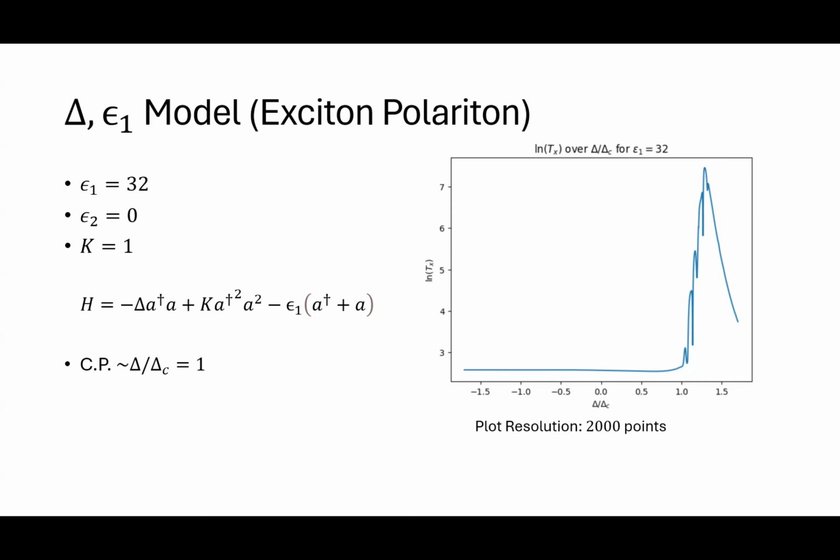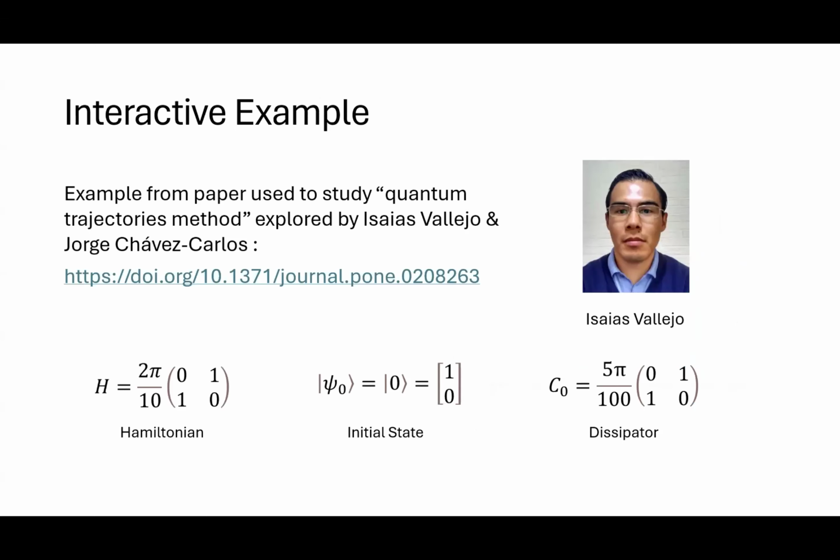As I mentioned, the critical point happens around 1, and we can move on to the next part. We're going to look at a little interactive example, which we got from this journal over here with some help from Isaiah and Jorge, who looked at the example and worked through it first. And I think it'll help us better understand the process that we went through to get the different values.